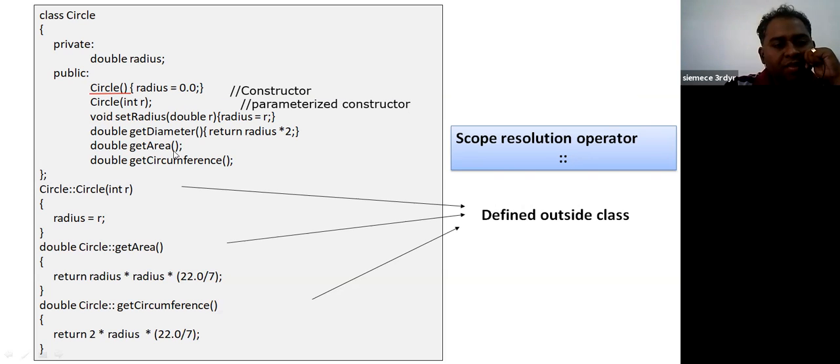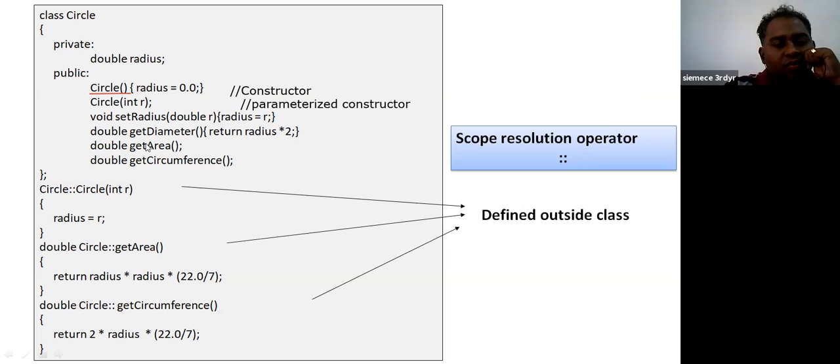Now you'll see that here there is no semicolon. That means this method has been defined here. Here also you'll see that it has been defined. getDiameter means what? It will return radius into 2. That is radius squared.